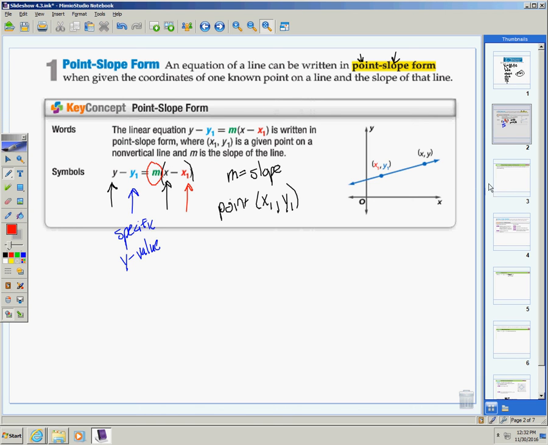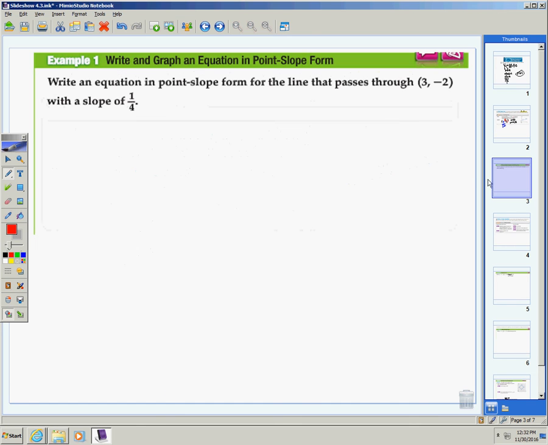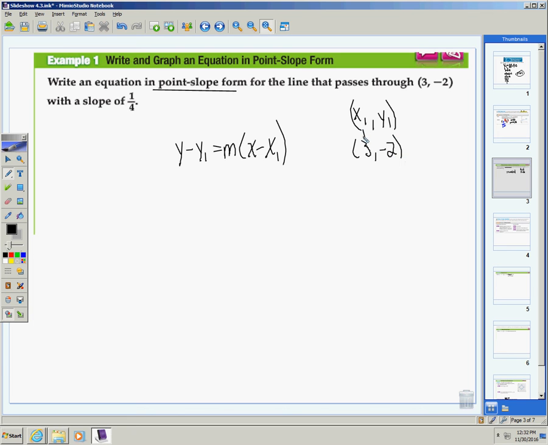So if we look at our first example, we want to write an equation in point-slope form. So point-slope form is y minus y1 equals m times the quantity of x minus x1, that passes through (3, negative 2) with a slope of 1/4. So I need to label my x1, y1. That's going to be my point, which is (3, negative 2). So x1 is 3, y1 is negative 2. And my slope, obviously, is 1/4.